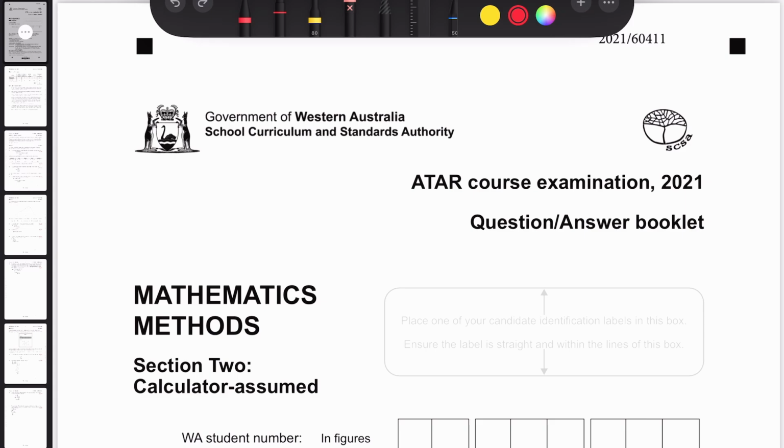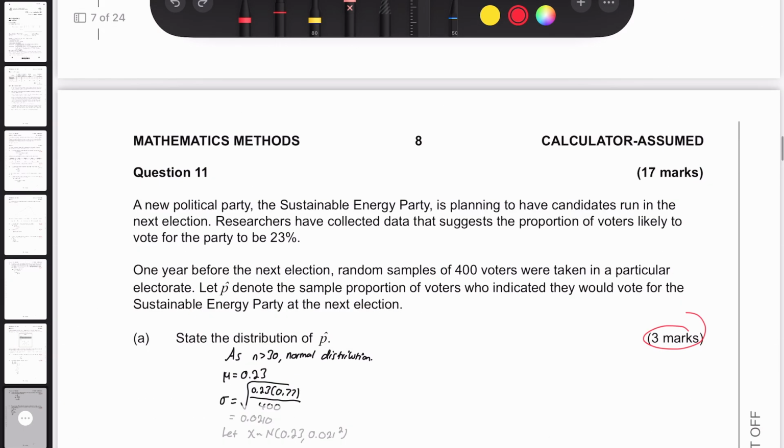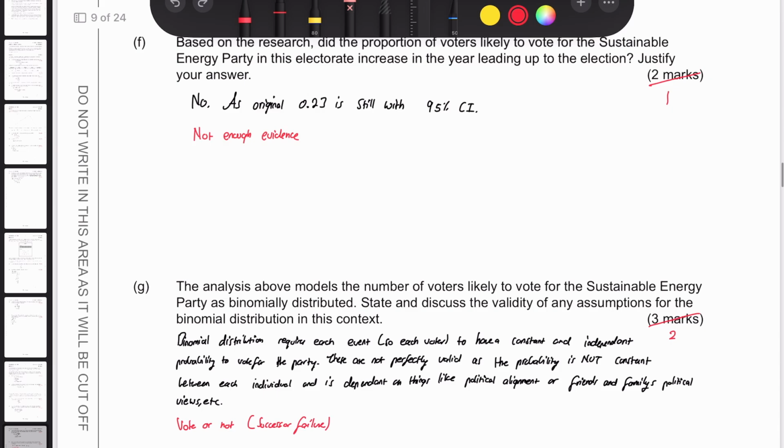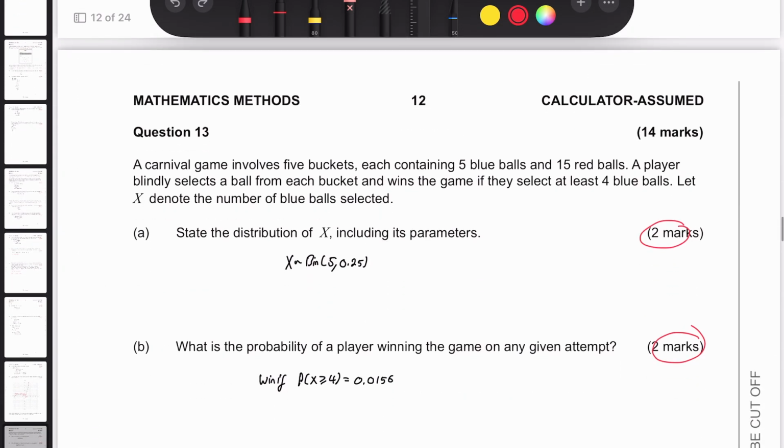2 marks lost because of my explanations, I think. 2 marks lost for explanations. Oh, I only lost 5. 2 marks lost to explanations.